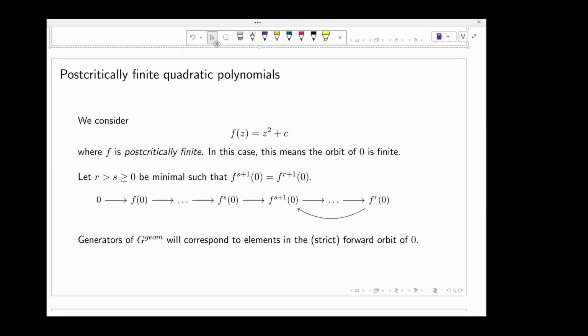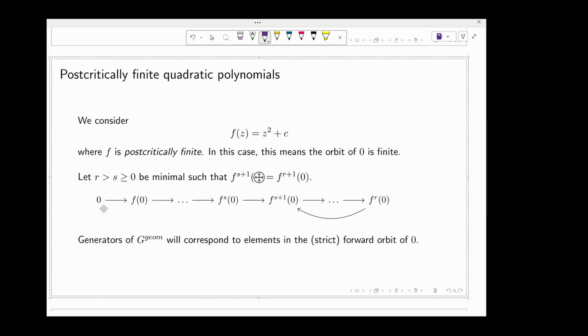Okay, so now we can study the orbit of 0, and we're going to define a couple of constants, r and s. They're going to be minimal non-negative integers, so that r is strictly greater than s. S could possibly be 0, and they're going to be minimal so that f to the s plus 1 of 0 equals f to the r plus 1 of 0. So you can see a little illustration of this, the orbit of 0 here.